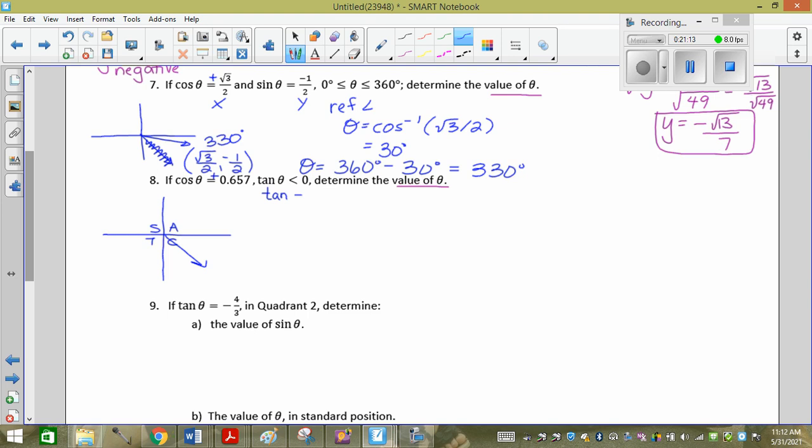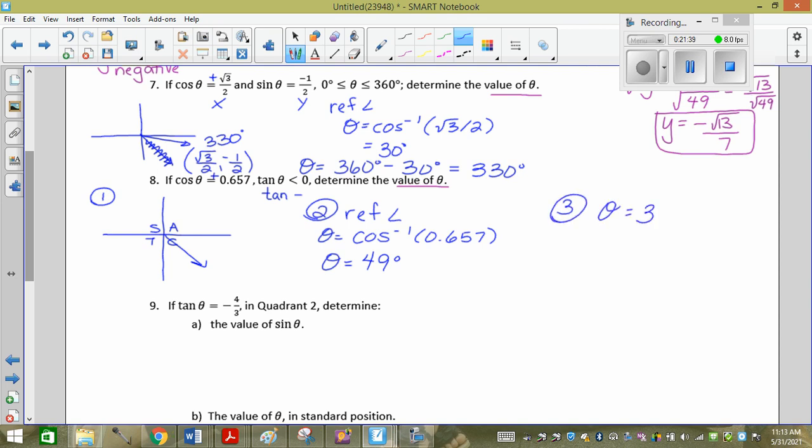Step 1. Step 2, I need the reference angle. So it's going to be cos of theta equals cos inverse of 0.657, the positive. And what do you get for an angle? 49. And then quadrant 4, I do 360 minus the reference angle. So that's like 360 minus 50, which is 310 plus 1, so 311.